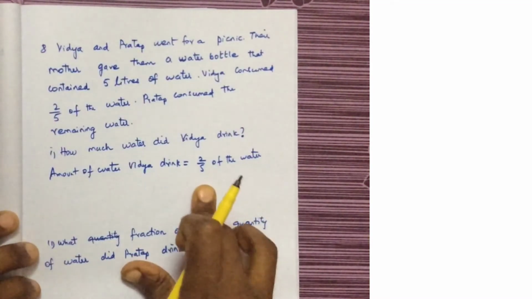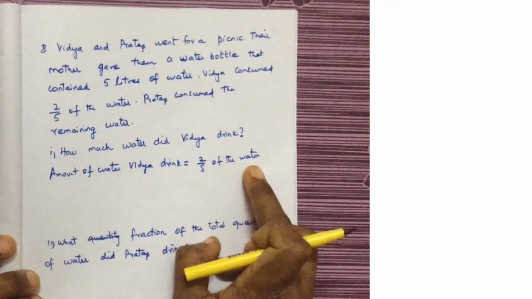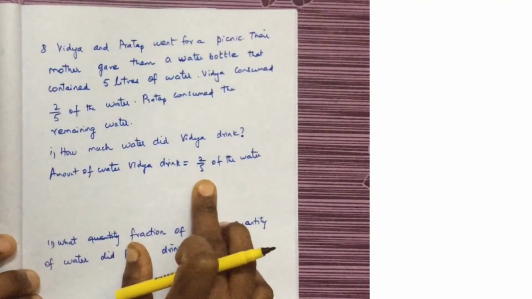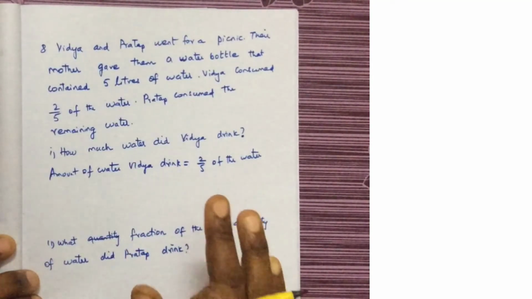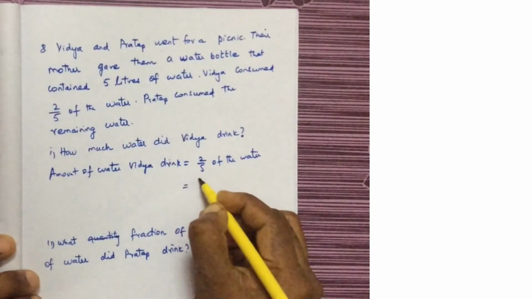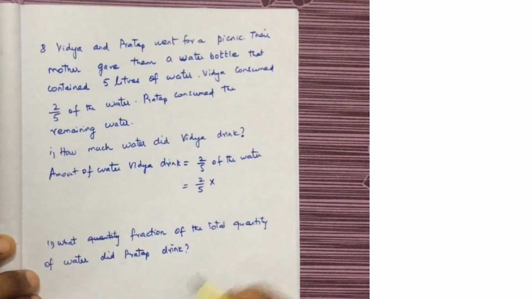You should not write just 2/5. 2/5 is just a fraction. You should write 2/5 of the water. Out of the total water, Vidya drank 2/5 part of that. 2/5 is different from 2/5 of the water. That is equal to 2/5 of. For "of" you put a multiplication, of the water.